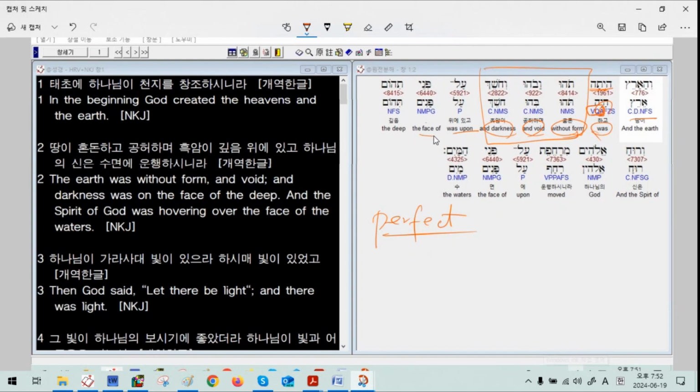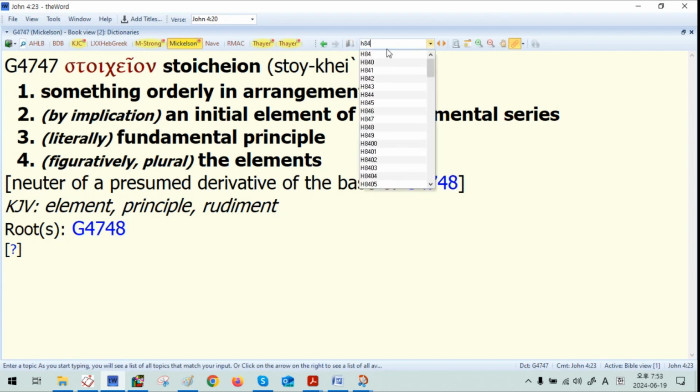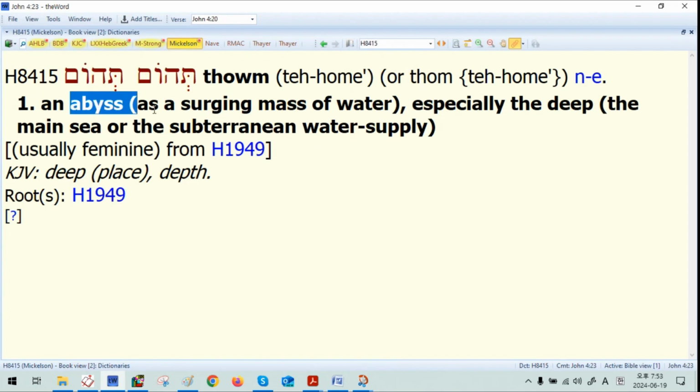And then upon the face of the tehom. So upon is the connection. You see, upon. So when you open up the face of the earth, it only has the tehom. Tehom is the bottomless, obvious. When we go to the dictionary 8415, see here, abyss. That is the deep place. Abyss equals the bottomless pit.